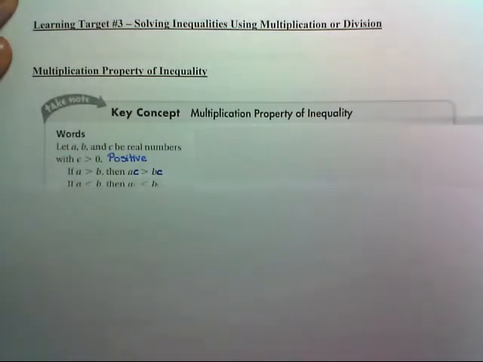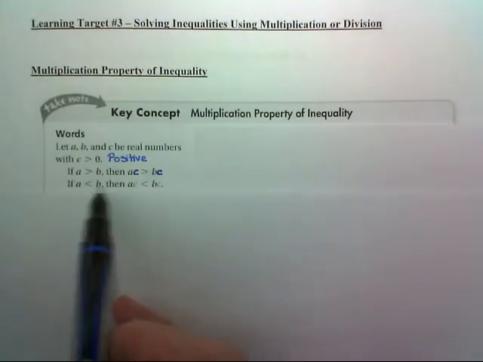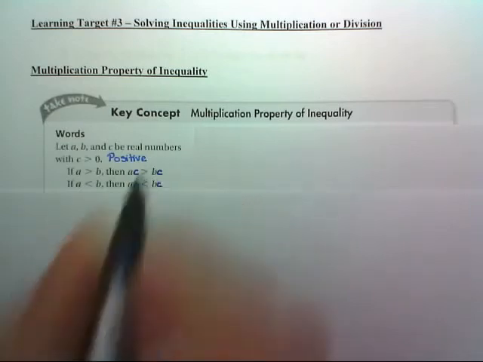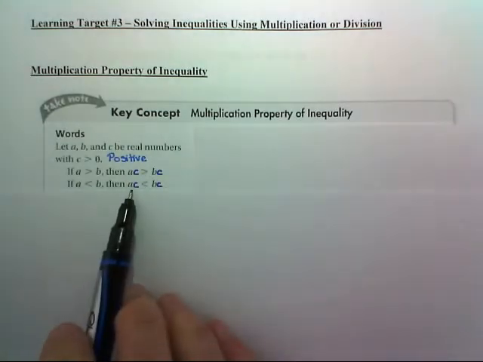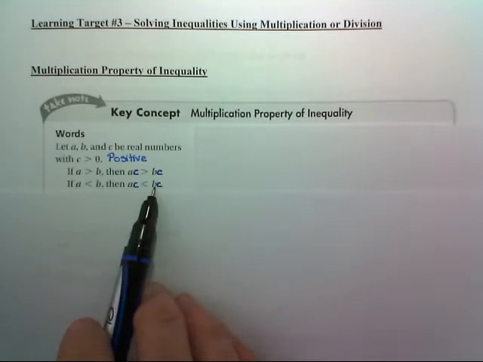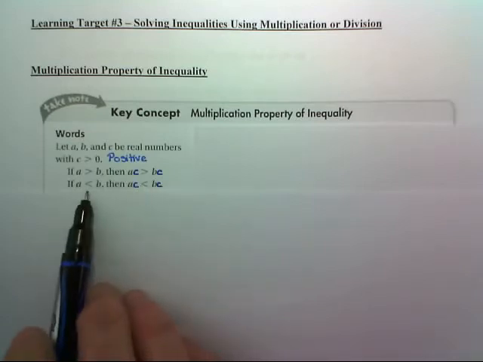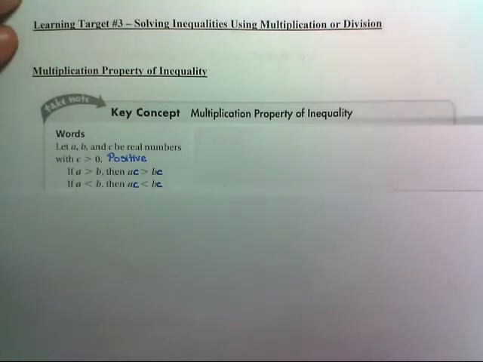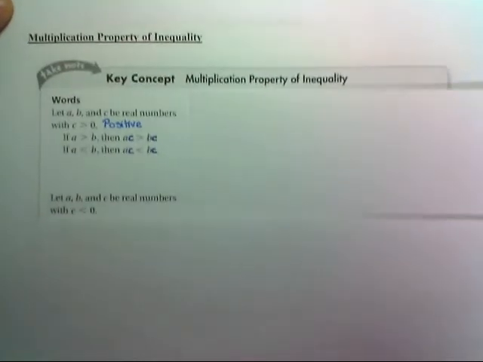The same thing holds true when you have a less than sign. If A is less than B, then if I multiply both sides by that positive C, the product of AC is still less than the product of BC. So again, equivalent inequalities, and my inequality symbol itself has not changed. So fairly simple, but this is where we're going to get into where you could make mistakes, and we're going to try to eliminate that right now. Try to help you remember this.